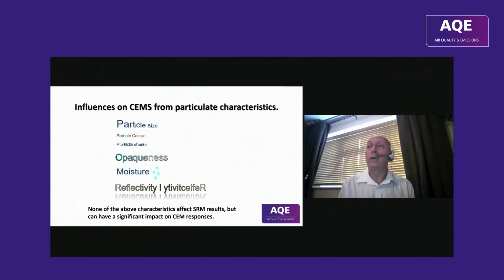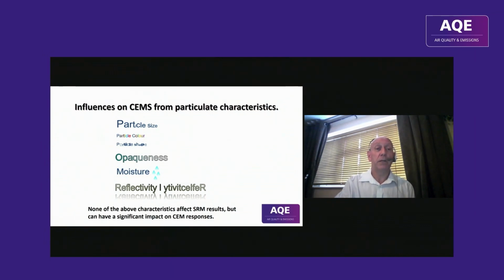So one major difference between the standard reference method and continuous emission monitors is influences on the continuous emission monitors from particular characteristics. In order of prevalence: particle size, particle color, particle shape, opaqueness, moisture or changes in moisture, and reflectivity. All of these can have an impact on the response from a particular continuous emission monitor. But none of the above characteristics affect the standard reference method result, while they really can have a significant impact on SEM responses. So I'll go into these in more detail.